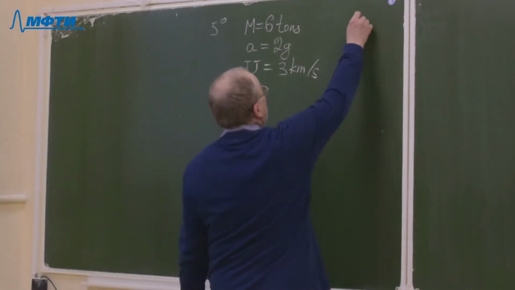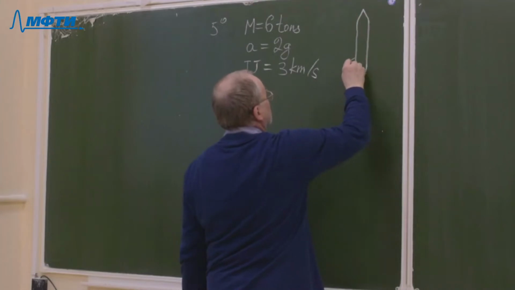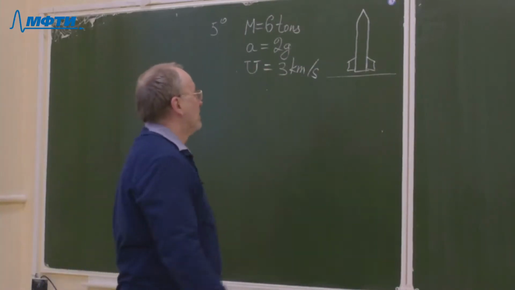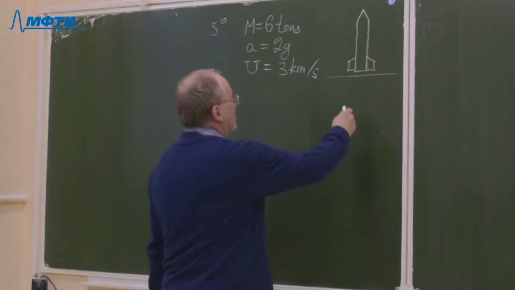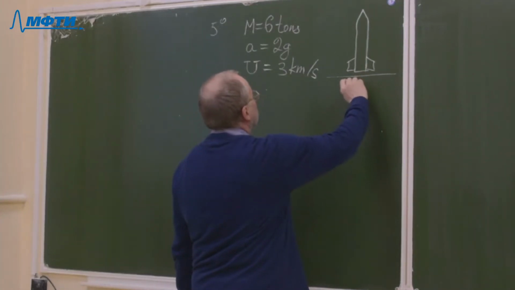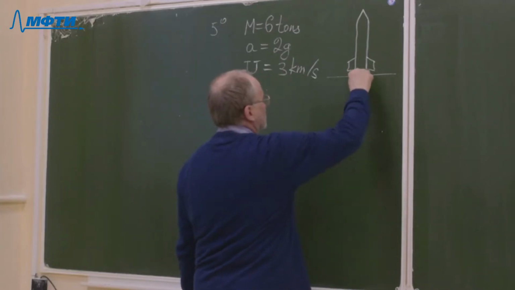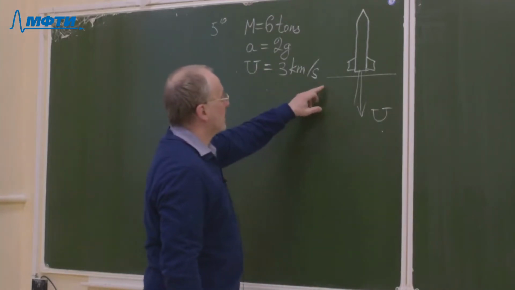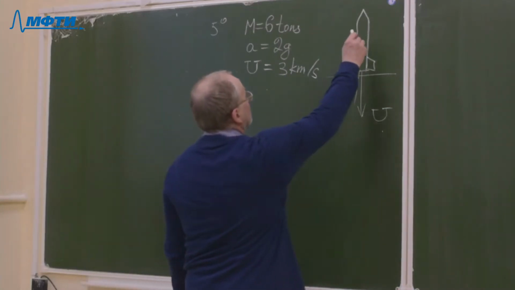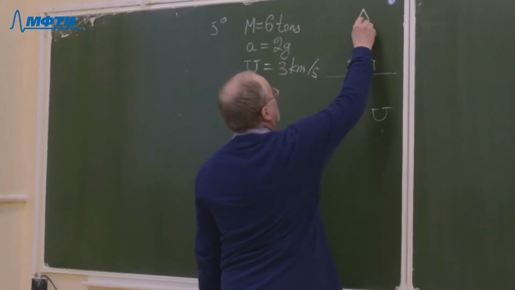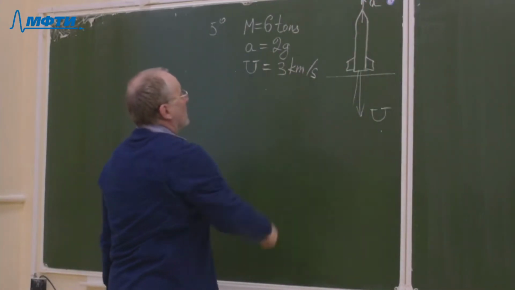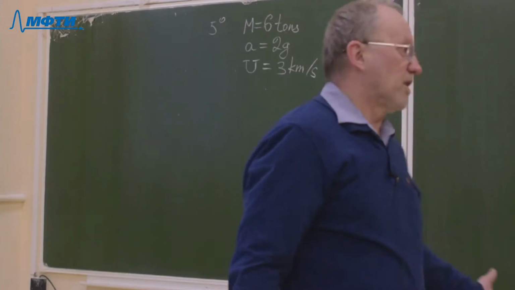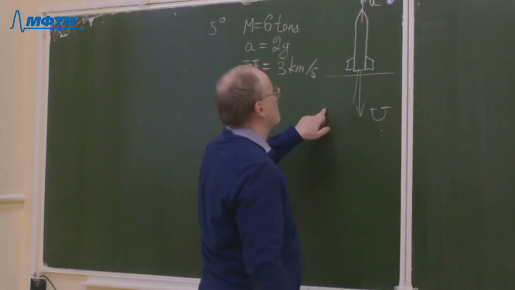So, what happens here? We have a rocket which is set to fly vertically, there is a launching pad here, and the rocket is ready to start. When the engine starts, gas flows out of the combustion chamber with velocity u, 3 kilometers per second with respect to the rocket. And the rocket, by the statement of this problem, must go up with acceleration a, 2 times the acceleration of free fall, certainly with respect to the ground. This acceleration is measured with respect to the Earth.